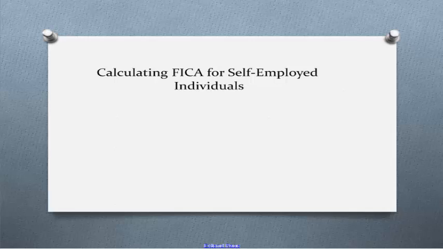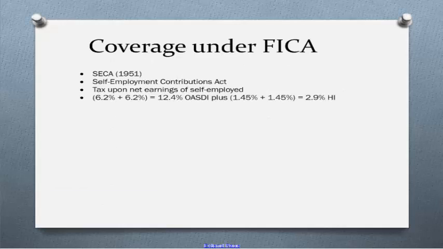In this presentation, we're going to talk about how to calculate FICA for someone that is self-employed. So the Self-Employment Contributions Act from 1951 stated that self-employed folks also have to pay FICA tax. All right, so they are taxed on their net earnings. That means not their total revenue, but instead they are able to take their revenue minus their expenses. So they're taxed on their net earnings or their net income.